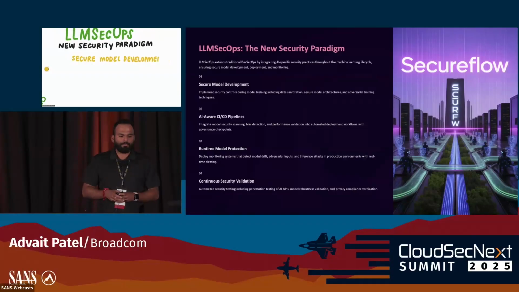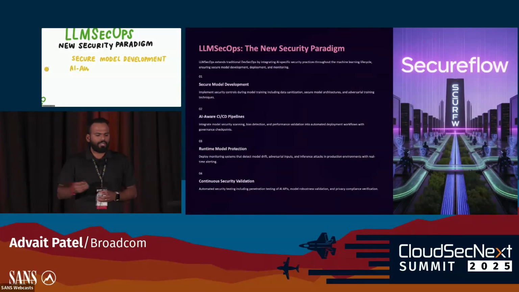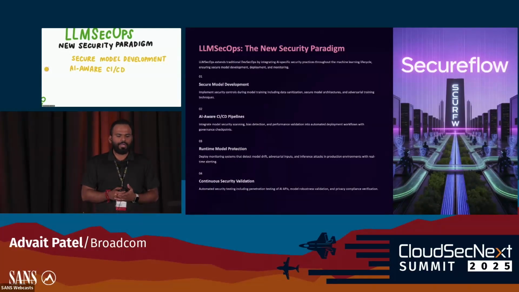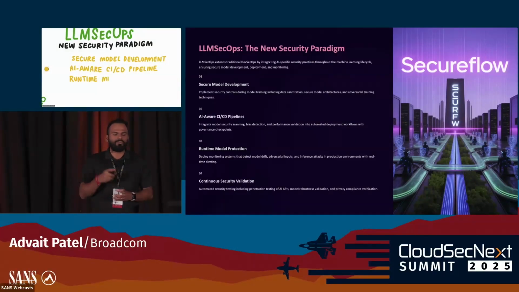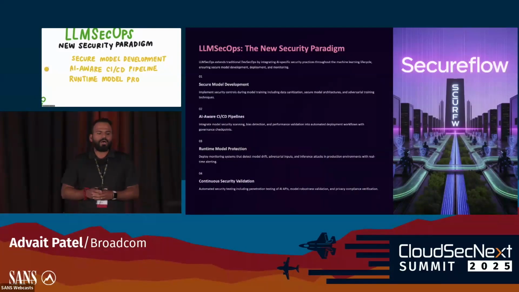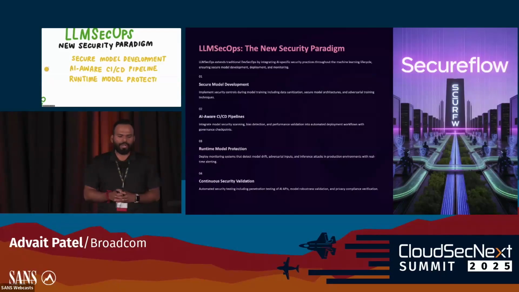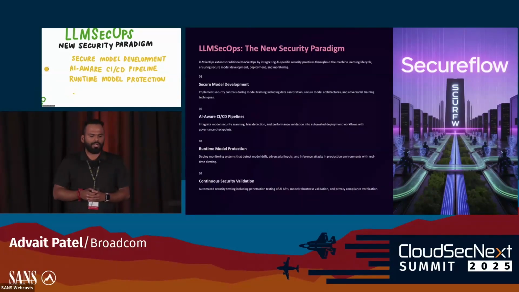The next is runtime model protection, where we deploy monitoring systems into each stage of the pipeline, which check the input and also inference attacks in the production environment with real-time alerting, so that we can take actions accordingly and fix it before it goes into the production environment. And also, this is not just a one-time process, but we also have to continuously validate. We also have to continuously check how the pipeline is working, and that's where continuous security validation in the pipeline comes in.